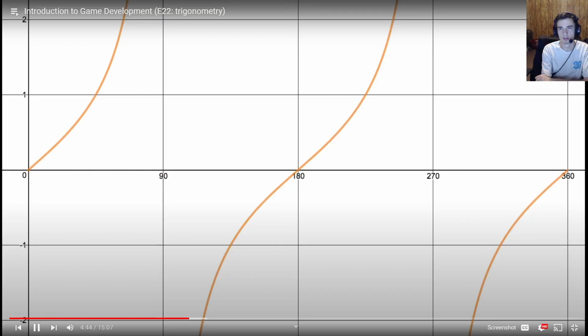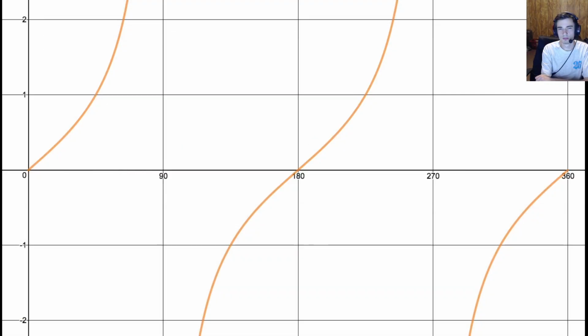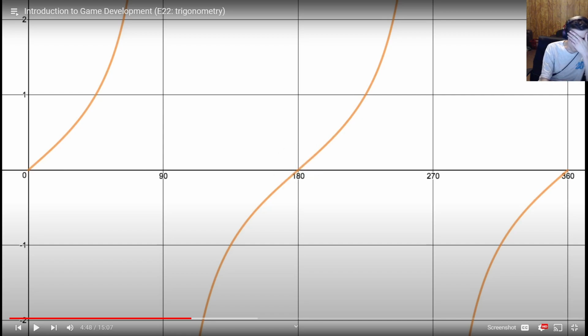Let's head over to our tan graph and see if we can use it to figure out the angle. If we look at where tan theta... Whoa. I mean, it's just going to be, what is it? It's just going to be 135, right? Isn't it just going to be 135?